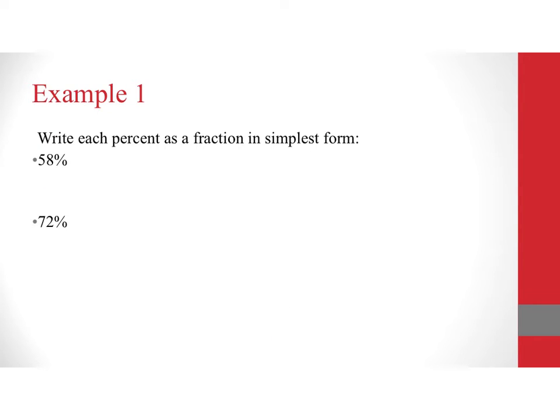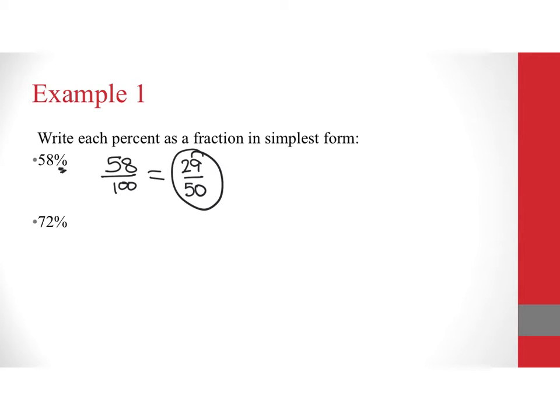For example 1, it says to write each percentage as a fraction in simplest form. So again, the first thing we're going to do is take the percent and drop the percentage sign off. I have 58, and I'm going to write this number over 100. Because I noticed right away that 58 and 100 are both even numbers, and they're both divisible by 2, I'm going to reduce this fraction, and I end up with 29/50ths. I can't reduce this any further, so I'm just going to leave it as 29/50ths.